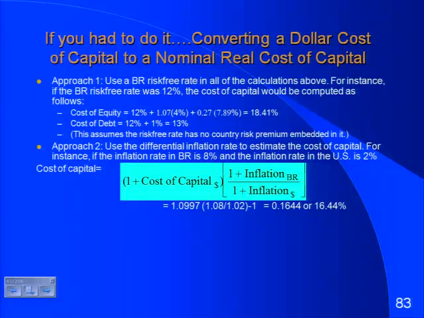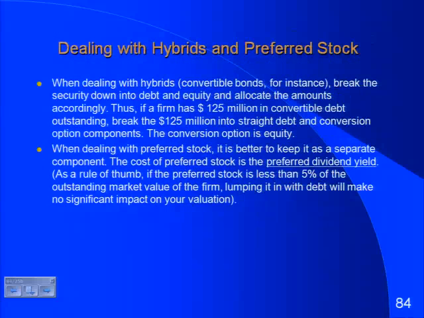So use market value weights, use marginal tax rates for the cost of debt, and the weights can change over time, but you're going to start with the market value weights. Final piece, and this is a question that Luis asked about hybrids. Hybrids are a pain in the neck. They're a pain in the neck because they're part debt and part equity.